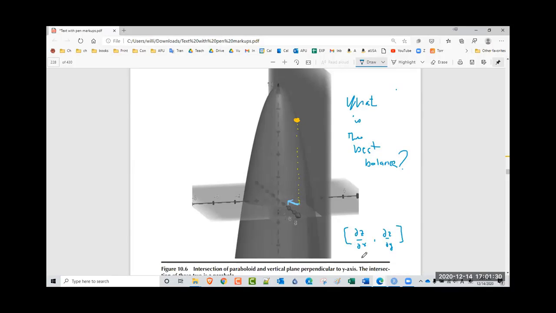So if this is really big, then the primary movement is going to be in the x direction. And if this is really big, then the primary movement is going to be in the y direction. And this has a name. It's called the gradient. And it has a symbol. It's like that. It's the gradient of z. So what is the gradient of z? It's this. It's just all the partial derivatives.